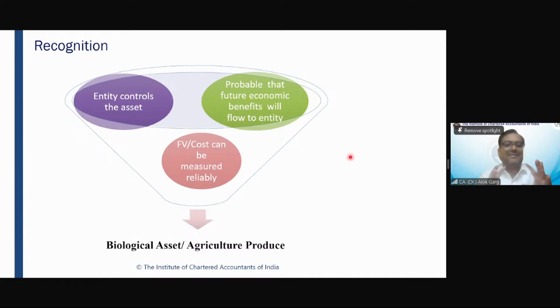And my dear friends, to be covered under this standard, of course, the biological asset and agricultural produce should be related to agricultural activity. This is the first thing which we have read and understood. So a biological asset or agricultural produce, if related to agricultural activity, will be covered under Ind AS 41.